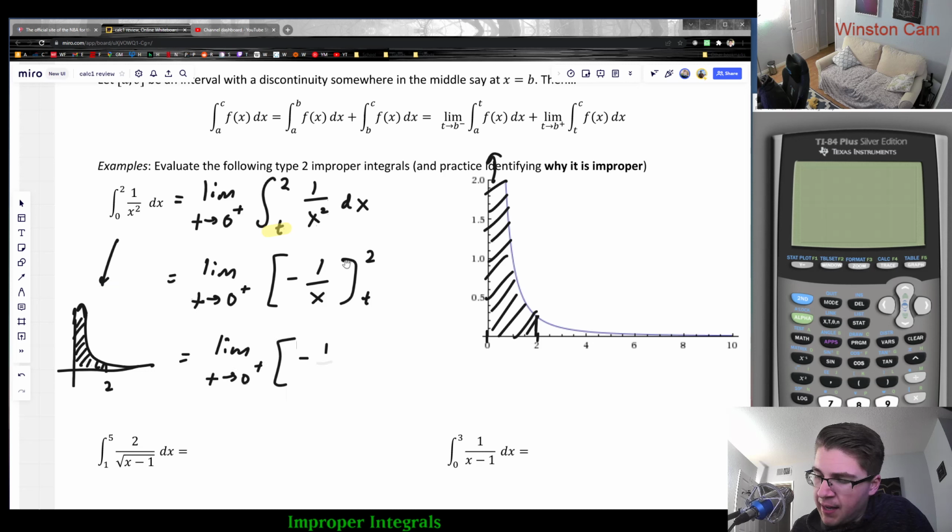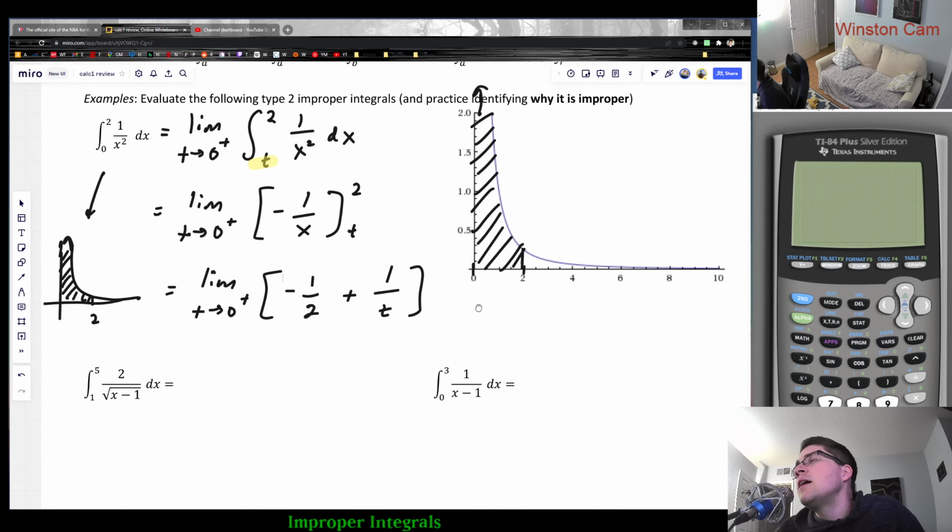I will get negative 1/2 plus 1 over t, because it would be minus a negative 1 over t, which would turn into plus. And notice this is a key difference. The limit of a constant is always a constant, so this will do nothing to the negative 1/2. But the limit of 1 over t is not 0. When we took the limit to infinity, this part did head to 0, but the limit of 1 over t as it heads to 0 from the right would actually go to infinity. So this goes to infinity, and what that means is our integral diverges.